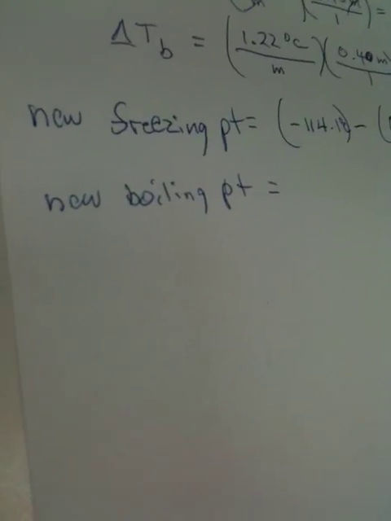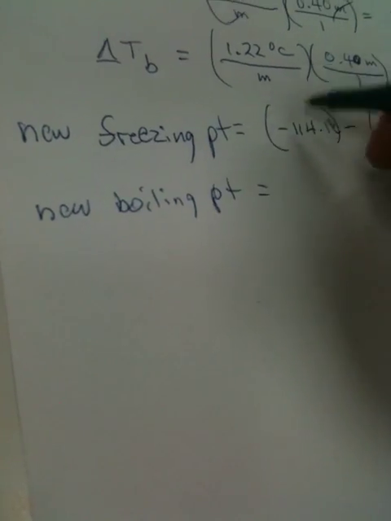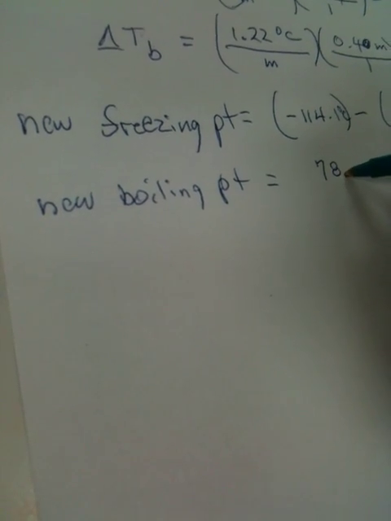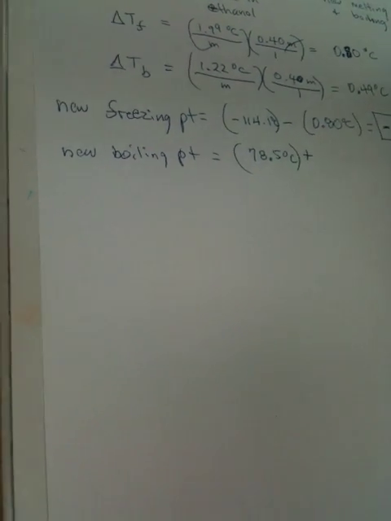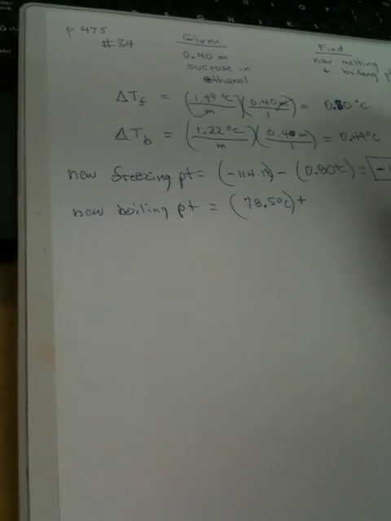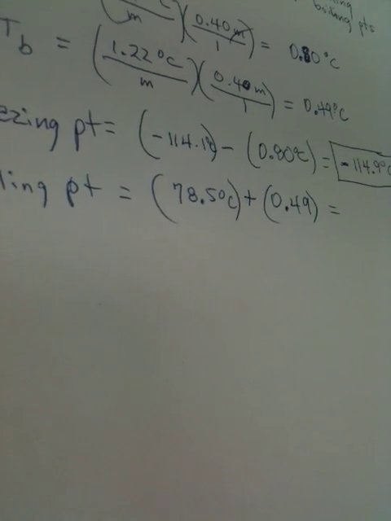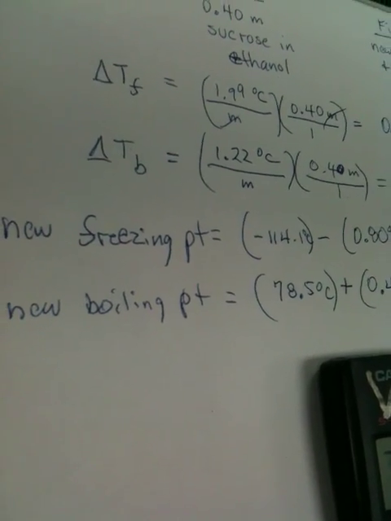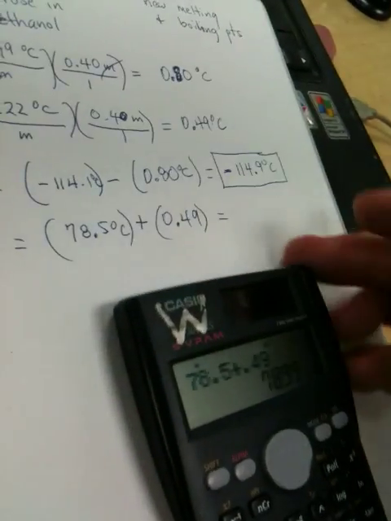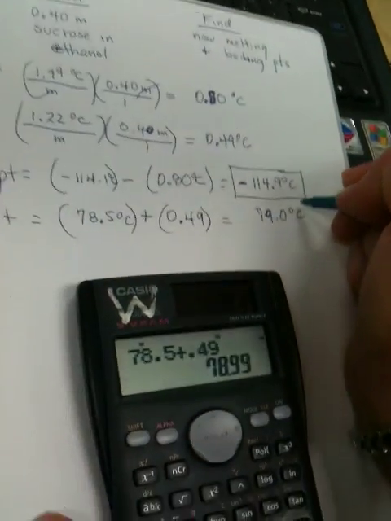And now we go to the other chart for boiling point. And that's on page 472. And off the chart, we see that the pure stuff boils at 78.5 degrees centigrade. And then we're going to add, because it's a boiling point, the number that we got up here, which was the change. So the change was a positive 0.49. And in this case, we're also going to wind up adding. And so the difference is we'll wind up with a positive number. So 78.5 plus 0.49, and we get 79.0 when we round. And that's our new boiling point.